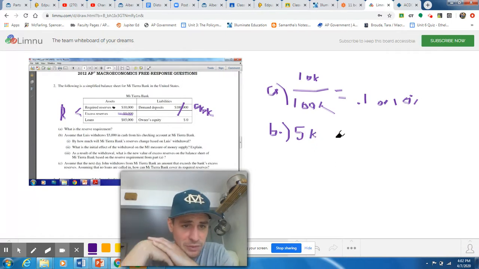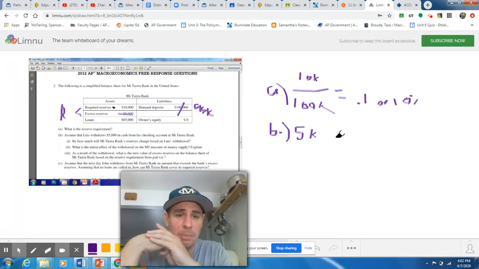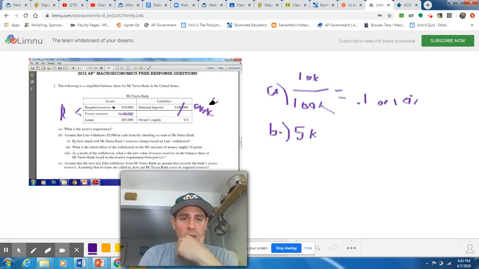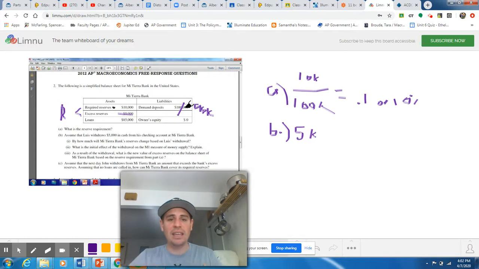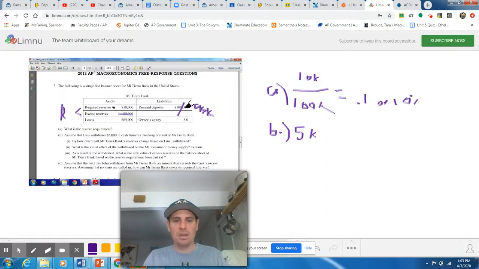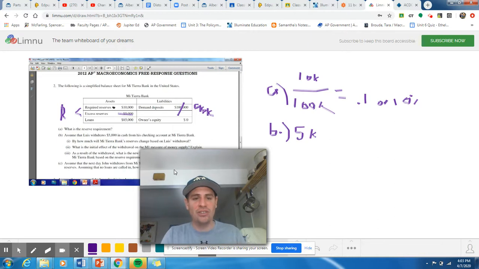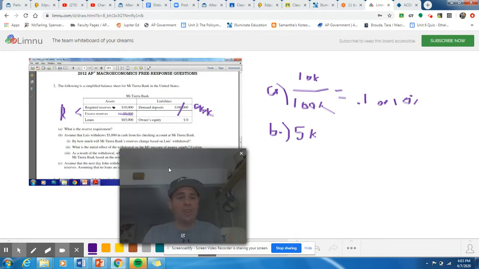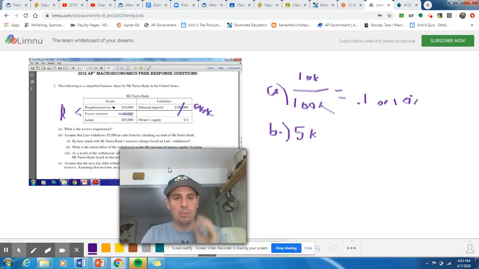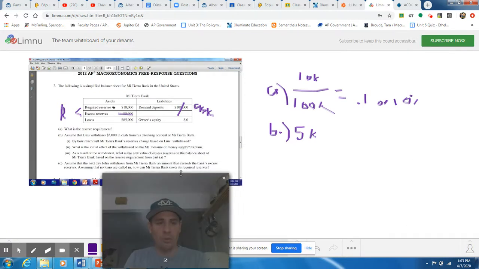What is the initial effect of the withdrawal on the M1 money measure of the money supply? Well, when Luis had 5,000 in demand deposits, was that considered M1 money? Yes, it is. Demand deposits are M1 money. So they're just changing the style or format, from demand deposits to actual currency, cash. It's still $5,000. There's no change. You're just changing the type of M1 money. So there you go for that.